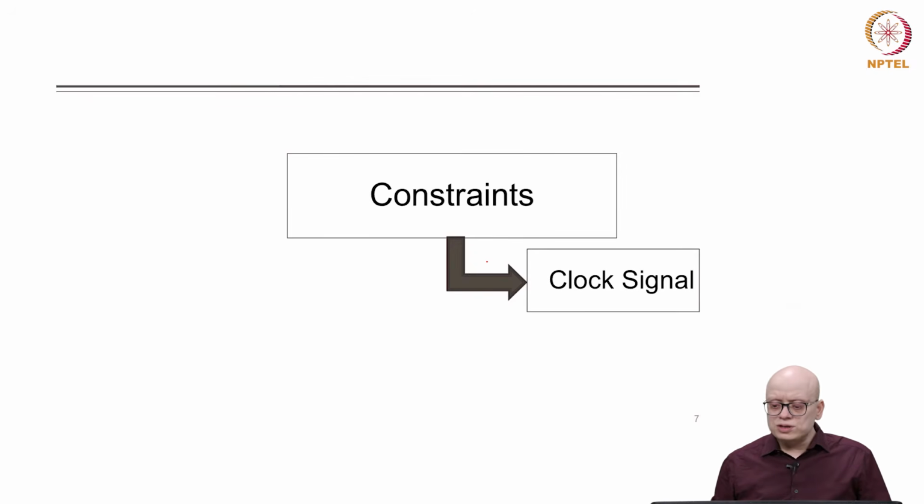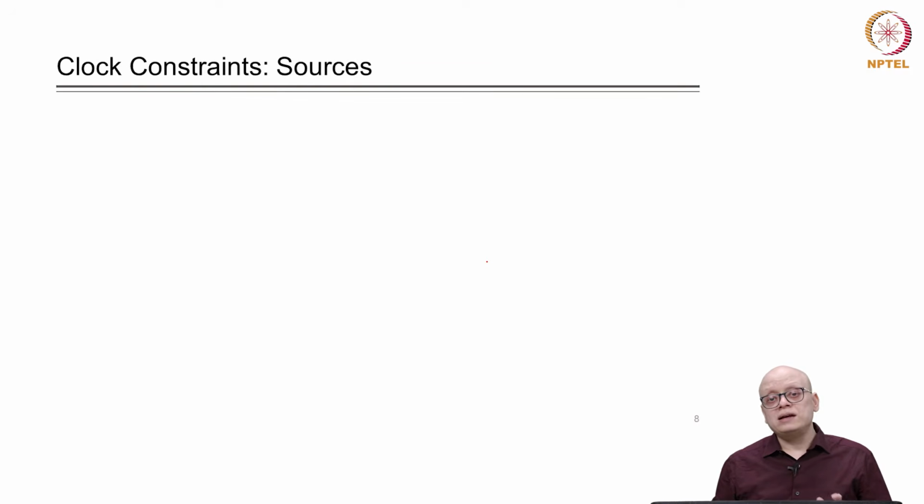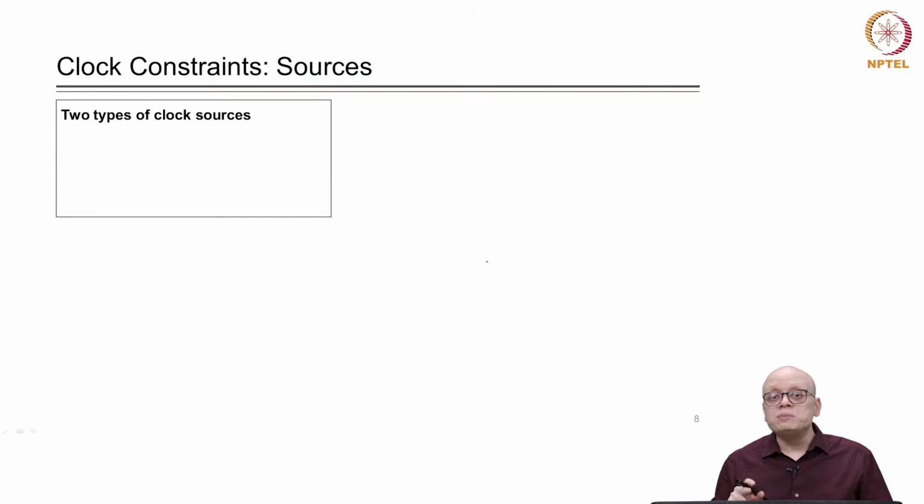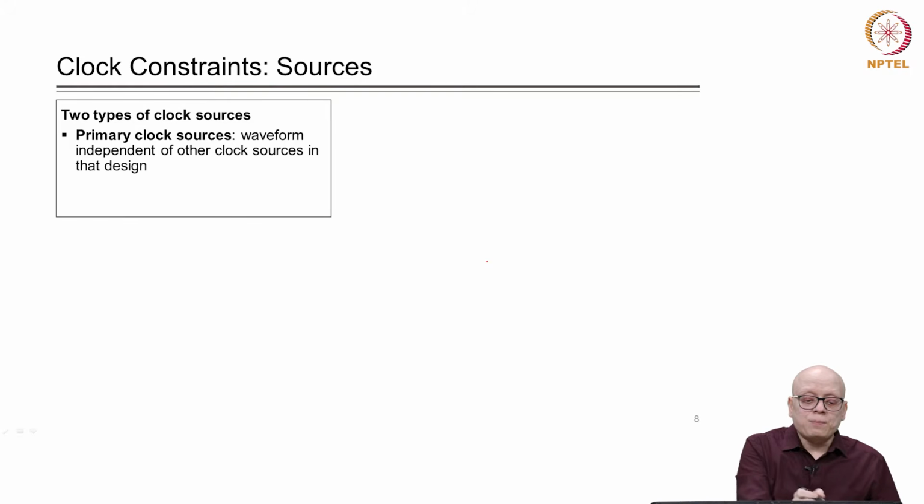So, let us first look into the constraints related to the clock. When we define a constraint file, the first information is related to the clock signals in our design. To specify the clock signal, we have to specify the source. In a design, there can be 2 types of clock sources. What are these 2 types? The first is the primary clock source. Primary clock sources are those clock sources whose waveform is independent of other clock sources in the design.